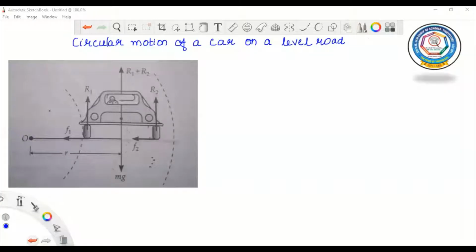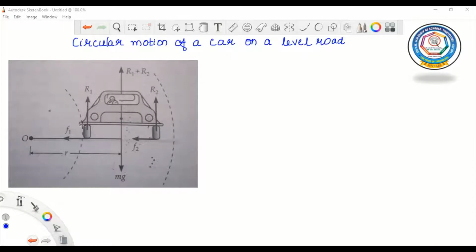Let us discuss circular motion of a car on a level road. When a car negotiates a curved level road, the force of friction between the road and the tires provides the necessary centripetal force required to keep the car in motion around the curve.